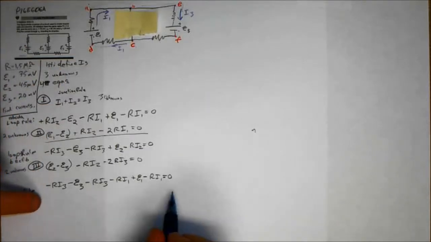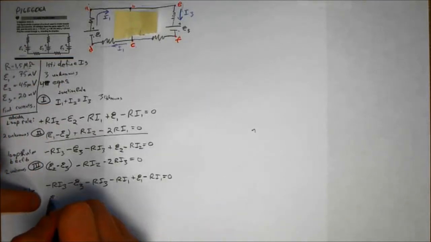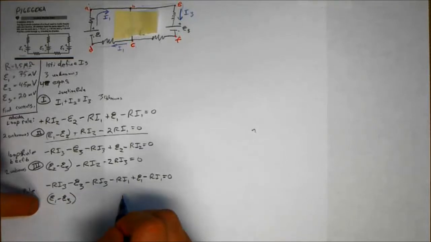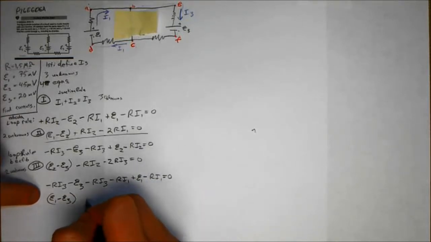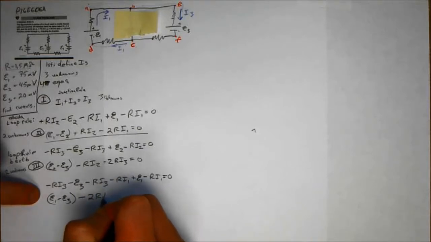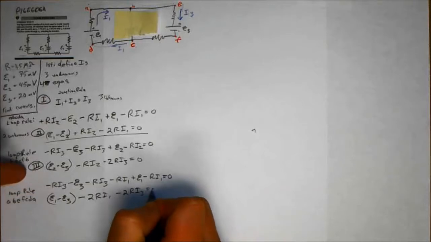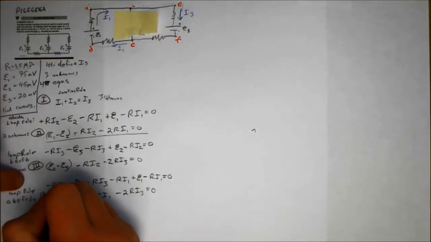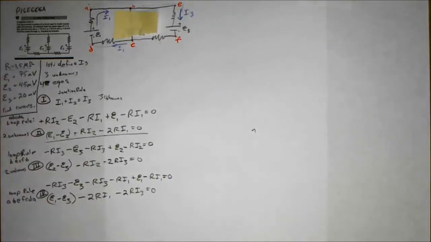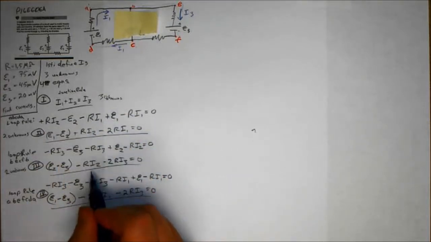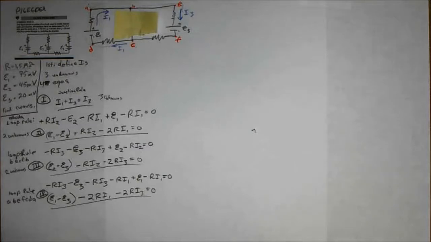So let's see, I can group like terms. Minus 2RI1 minus 2RI3 equals 0, and I'll call that equation 4. So I have 1, 2, 3, 4 equations and 3 unknowns. I can definitely solve that.